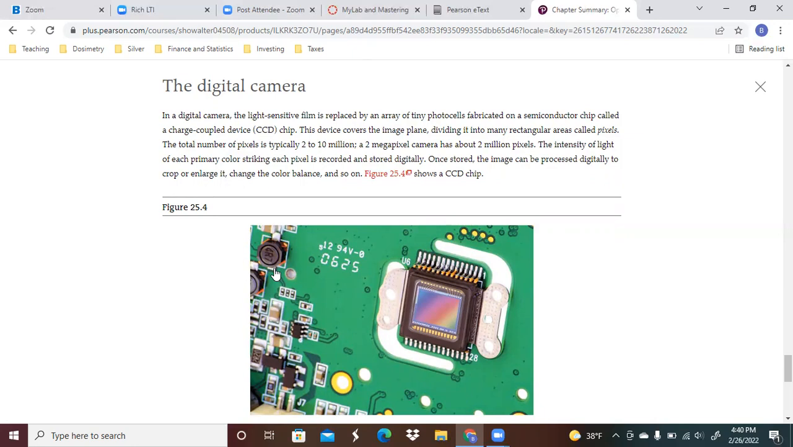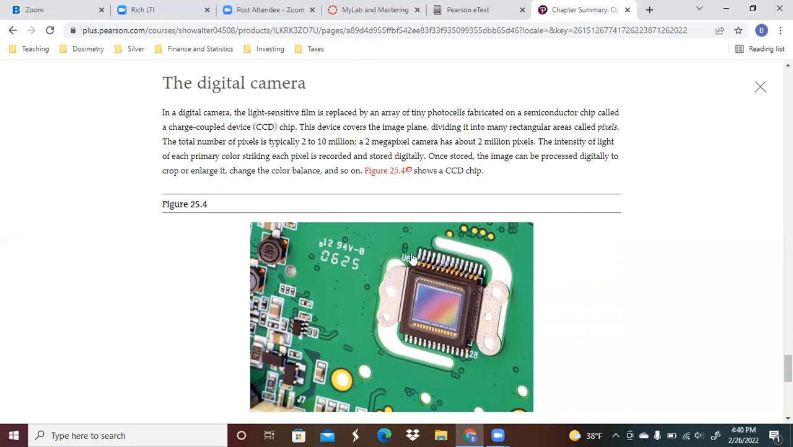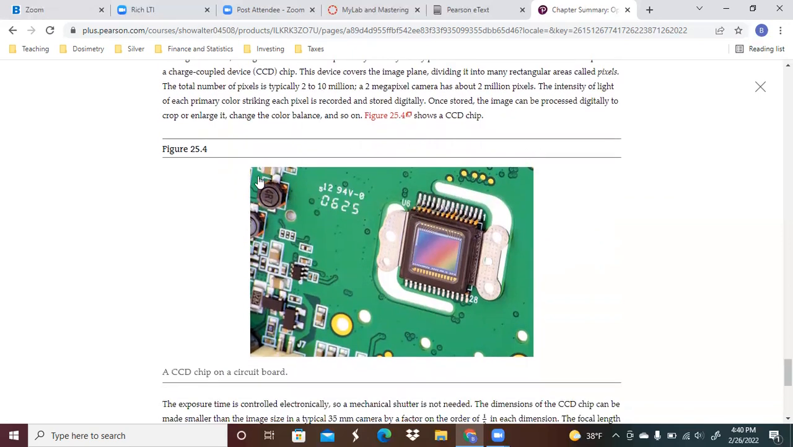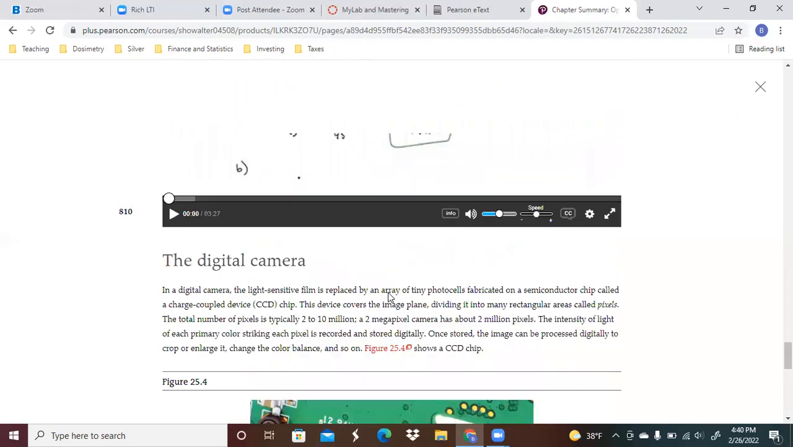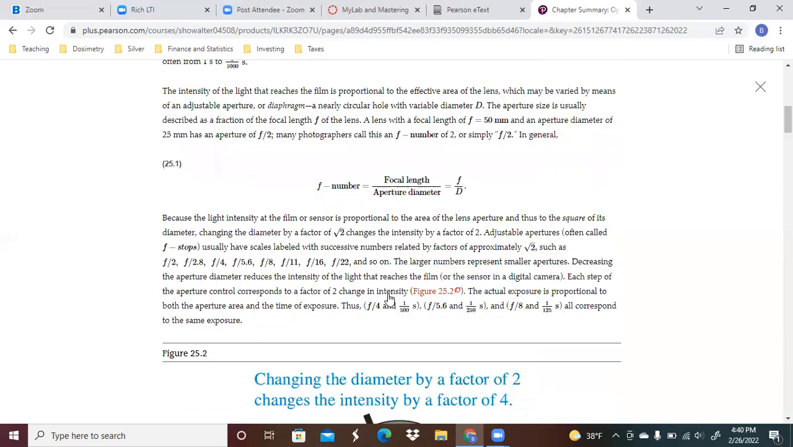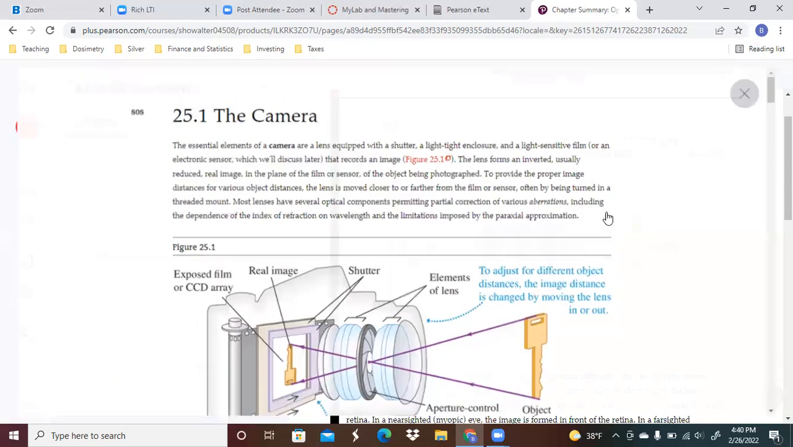So the intensity of light of each primary color striking each pixel is recorded and stored digitally. Once stored, the image can be processed digitally to crop or enhance it, change the color balance, and so on. So that's a neat little section there regarding the camera and what it's used for.